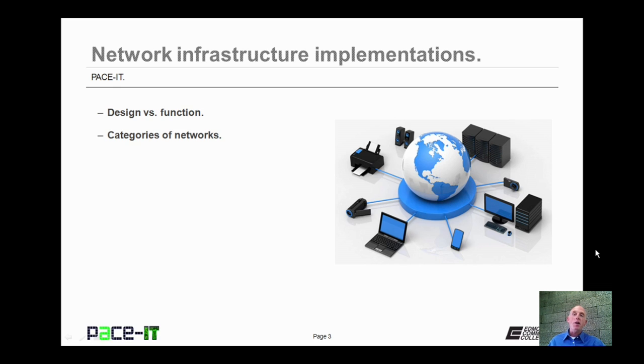Today I'm going to be talking about design versus function, and then I'm going to talk about categories of different networks. And with that, let's go ahead and begin this session.